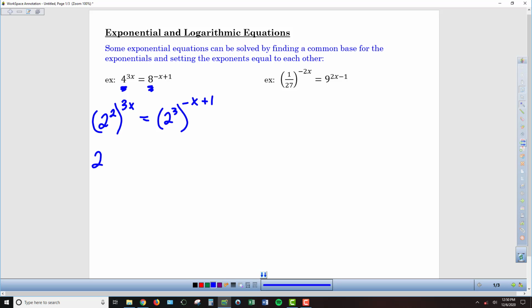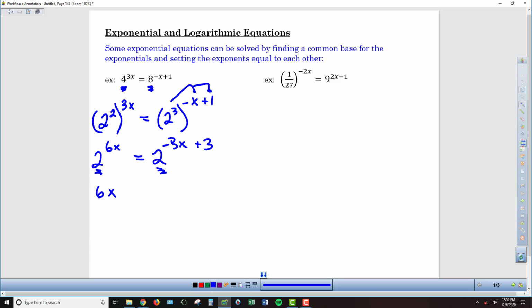So I'm going to end up with 2 to the 6x over here on the left, and then I have a little distributive property here, so I'm going to end up with 2 to the negative 3x plus 3 on the right-hand side. And so now, as long as my bases are the same, then that means my exponents have to be the same. Otherwise, these two sides would not be equal to each other.